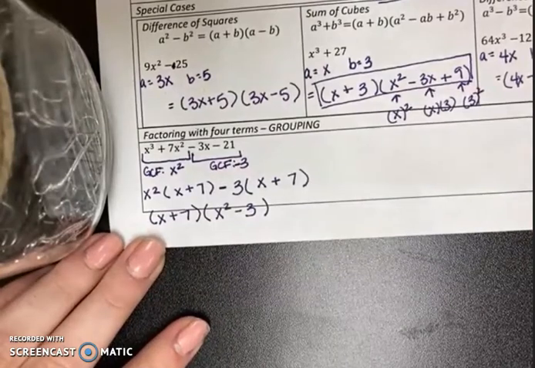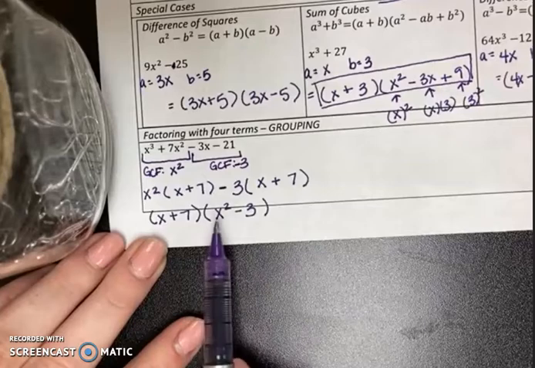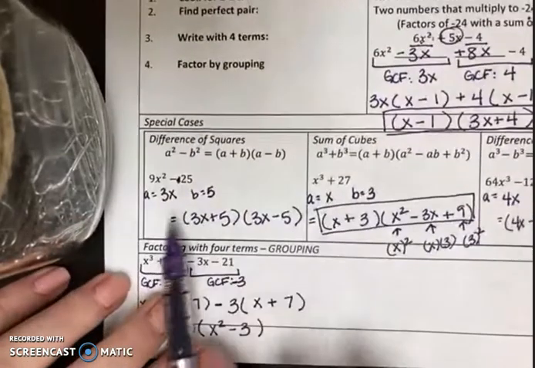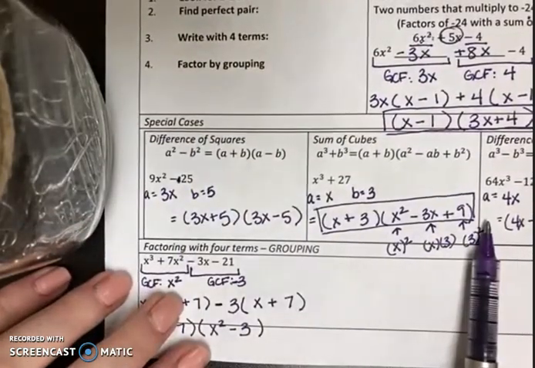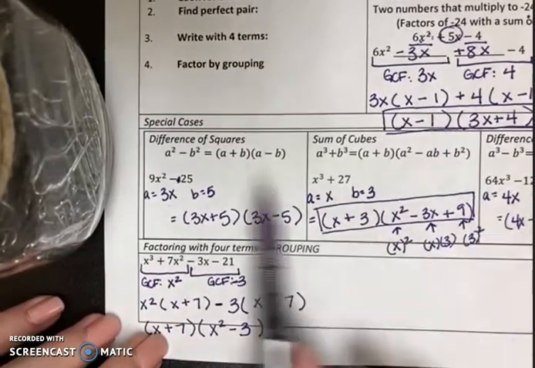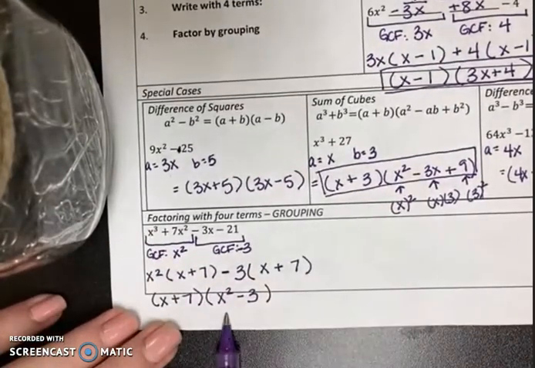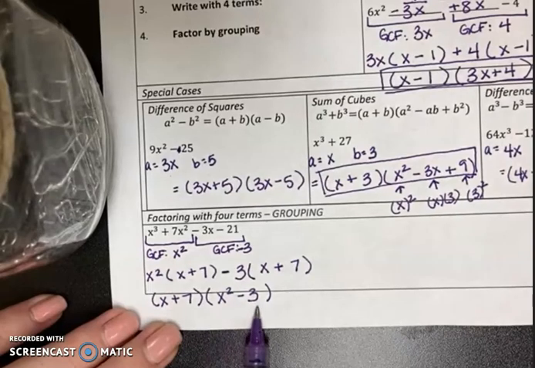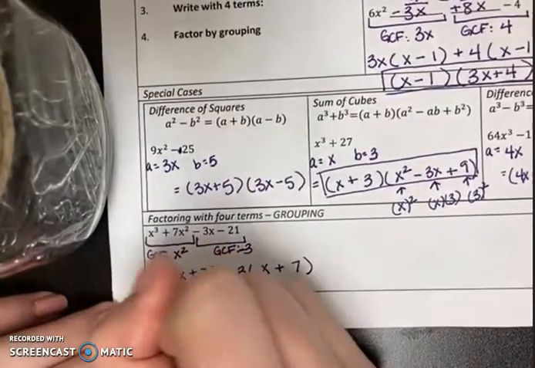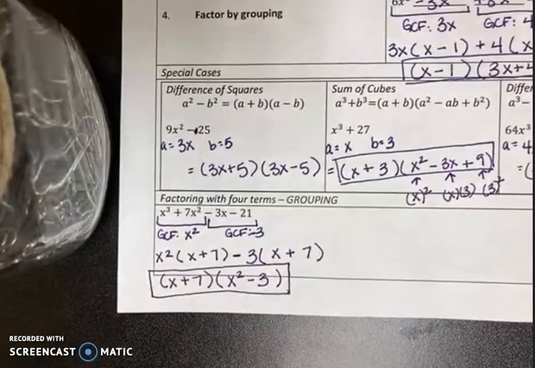Always check if you can factor further. I have a quadratic here. It's a binomial, so I know it's probably going to be one of my special cases if I were to factor it. Because it's squared, I know it's not going to be the cubes. So is this a difference of two squares? Well, this one is, but this is not. If this were x squared minus 4, I would have been able to factor further, but because this is 3, I cannot factor any further, meaning this is my final answer.